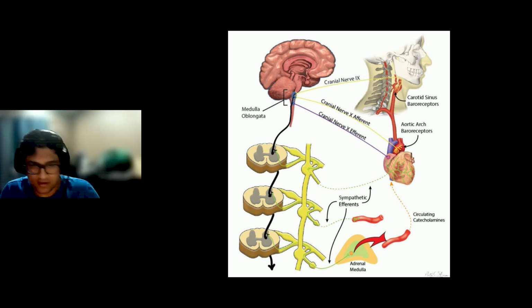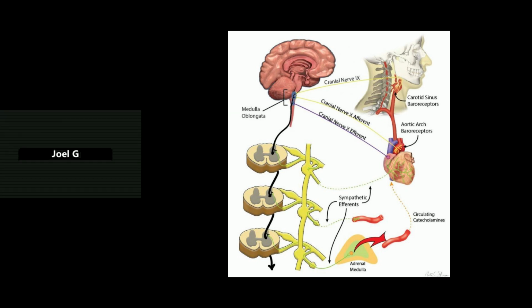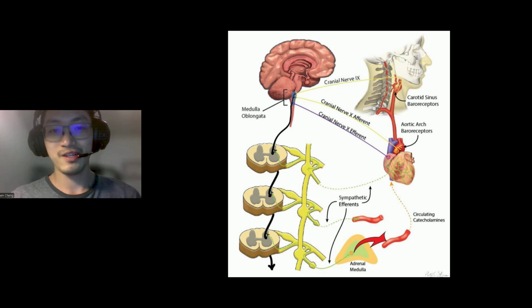How do they work? The baroreceptors are stretch receptors located in the carotid sinuses and the aortic arch. When blood pressure drops, they signal the medulla to increase heart rate and cause vasoconstriction. When blood pressure rises, they reduce sympathetic output. This is the baroreflex. Hormones also regulate blood pressure.